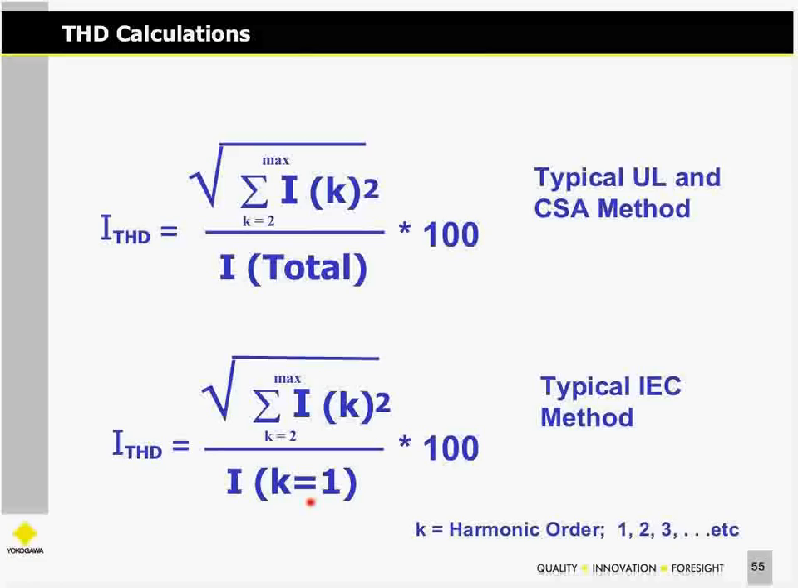to divide by the fundamental component, whether it be current in this example or voltage, but it's divided by just the fundamental. Well, the fundamental can be much smaller than that total value. And so that's why mathematically this can exceed 100%. So again, you have to know which method to use to calculate your THD, because they can be significantly different.